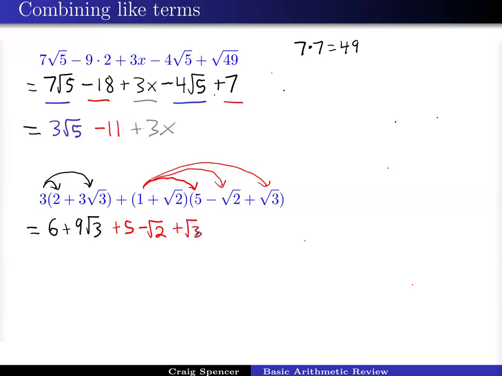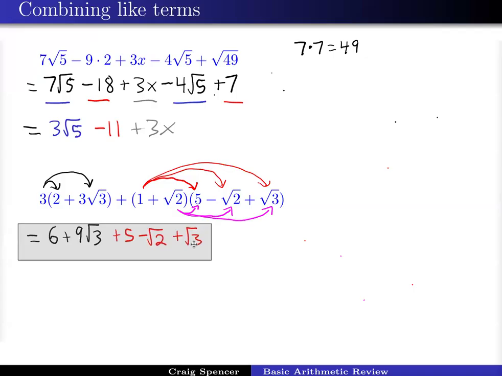Okay. But I also had this other piece over here, this root 2, that also needs to get multiplied by all 3 things in this second set of parentheses. So I need to have the square root 2 times a 5. Well, that's 5 root 2.